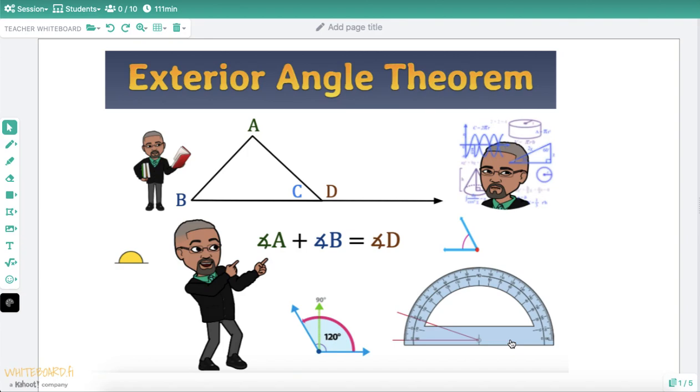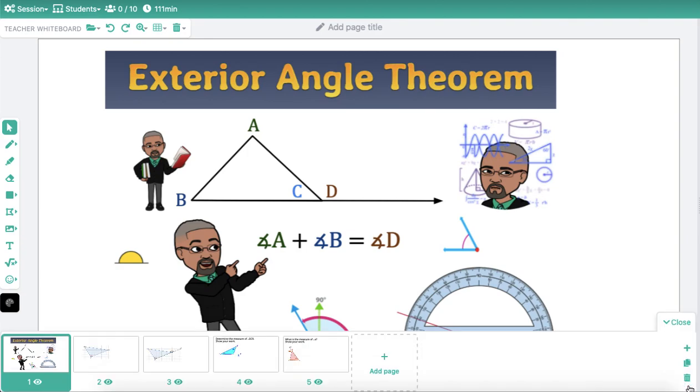Mr. Santana, and in this video we're going to go over the exterior angle theorem. As you can see from the diagram right here, it basically says that angle A plus angle B equals angle D. All right, so we're going to go forward with that. But first, let's cover a few things that we need to definitely know.